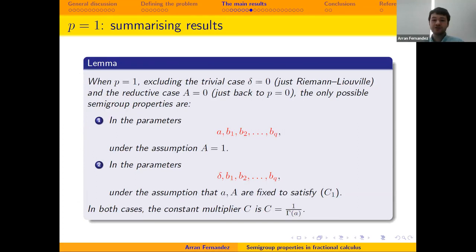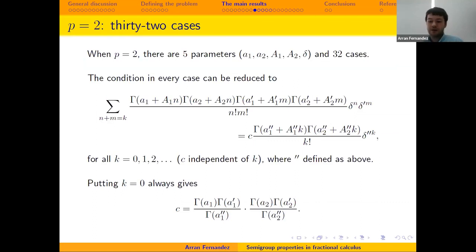We have only 2 possible semigroup properties. One is in the little a and little b parameters, and one is in the delta and little b parameters with the C1 assumption. Now let's go to p equals 2. In the p equals 2 case, you've got 5 parameters, little a1, little a2, big A1, big A2, delta, 32 cases. That's too many to do by hand.